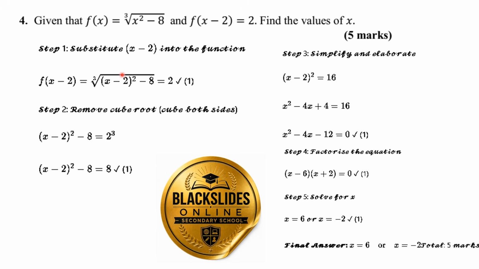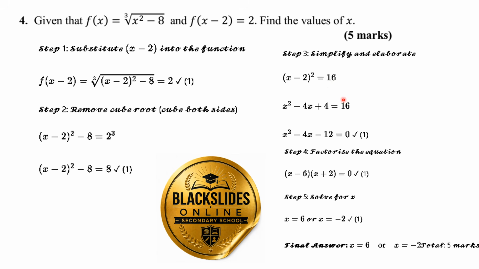So first of all, we had to substitute x minus 2 into the function. Where there's x, we place that, and then cube both sides to remove the cube root. So after cubing both sides, we have to simplify this. We have (x minus 2) to the power 2 is equal to 16.